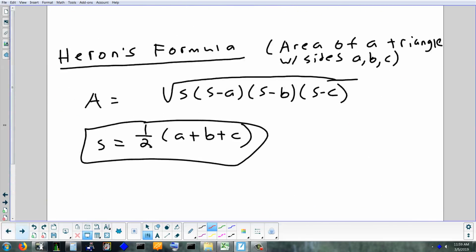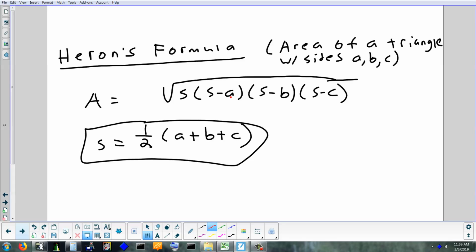So technically, you don't even need Heron's formula. Just use law of cosines, find an angle, and use the formula I already showed you. But if you want to avoid having to do the law of cosines, this gives you the area of a triangle without ever finding an angle. The proof of Heron's formula is a little more complicated than the one I just did, so we're not going to go over the proof. But A, B, and C are the sides.